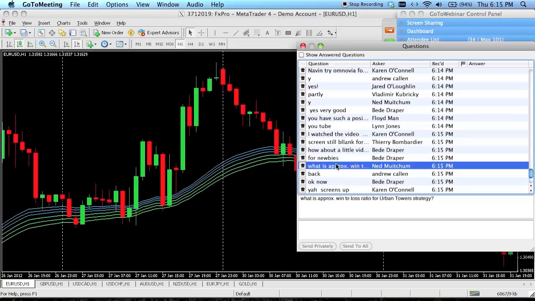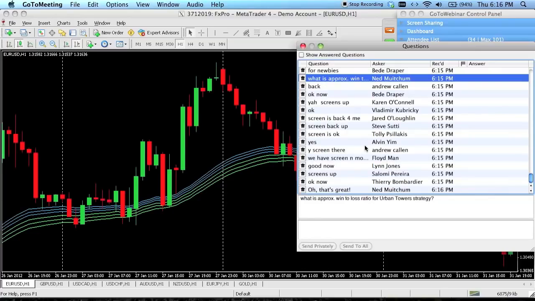What is the approximate win to loss ratio for Urban Forex? A win to loss, I would say from 10 trades, you should have 7 to 8 winners. And the losers that you have should be small, shouldn't be too big, because your stops would usually be tight. Okay, screen's up.